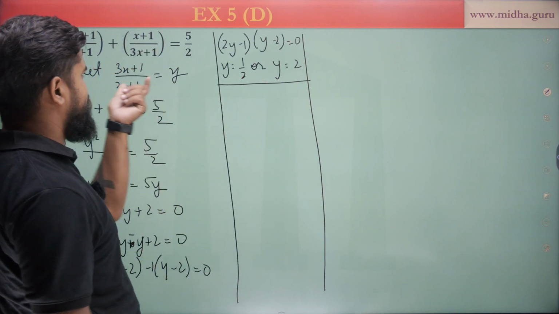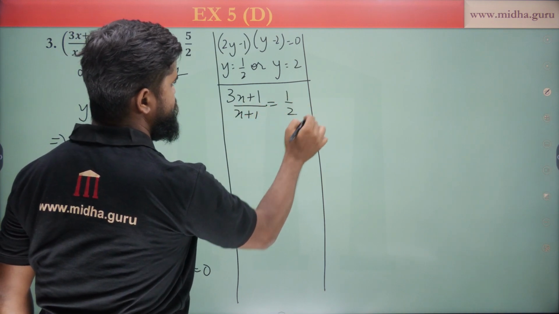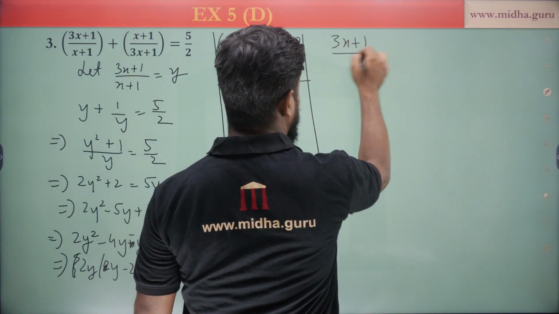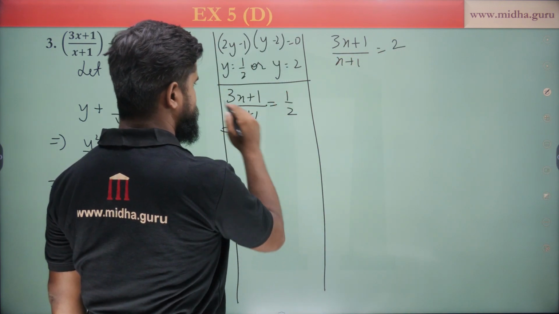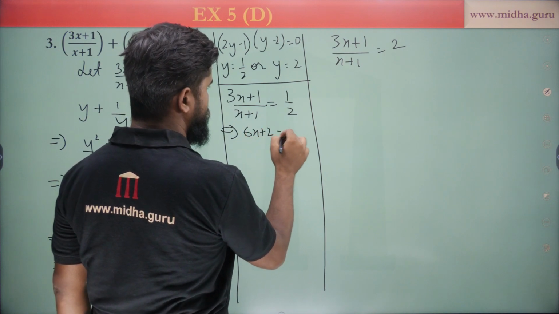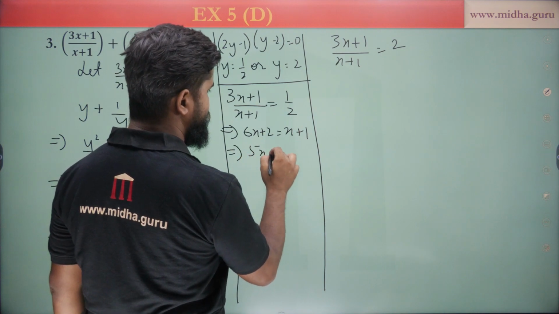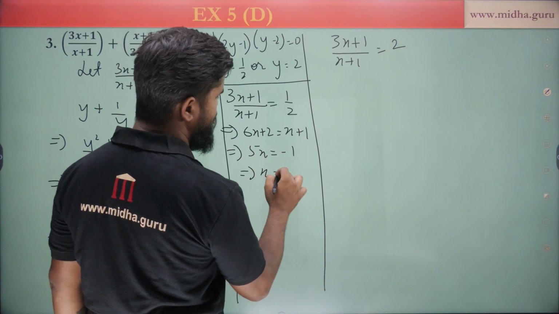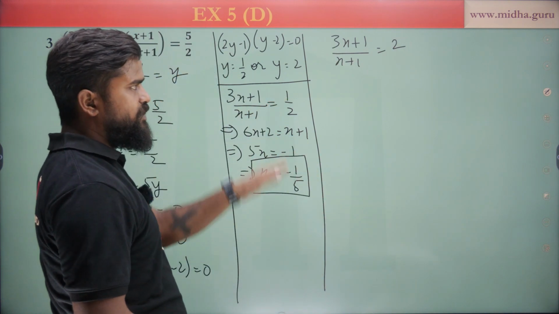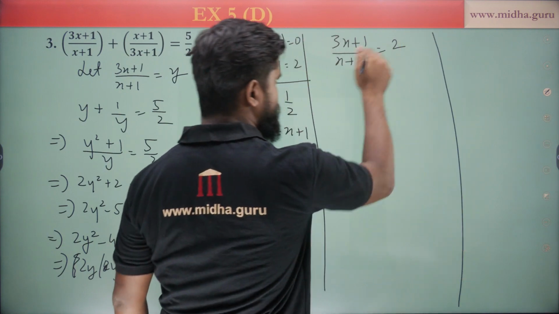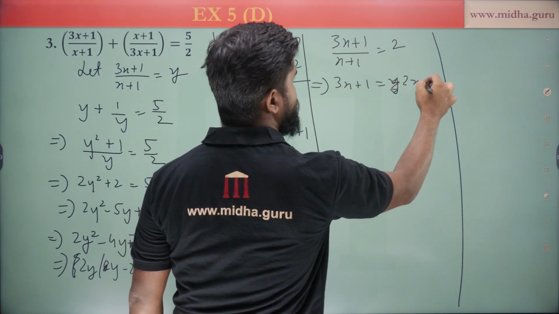So now I substitute these values back into the original equation. 3x plus 1 by x plus 1 is equal to 1 by 2, or 3x plus 1 by x plus 1 is equal to 2. Solving these independently, I get 6x plus 2 is equal to x plus 1. Taking x to this side and 2 to the other side, I get 5x is equal to minus 1. So x is equal to minus 1 by 5. This I got from the value 1 by 2. From here, from the value of y being 2, we will get 3x plus 1 is equal to 2x plus 2.